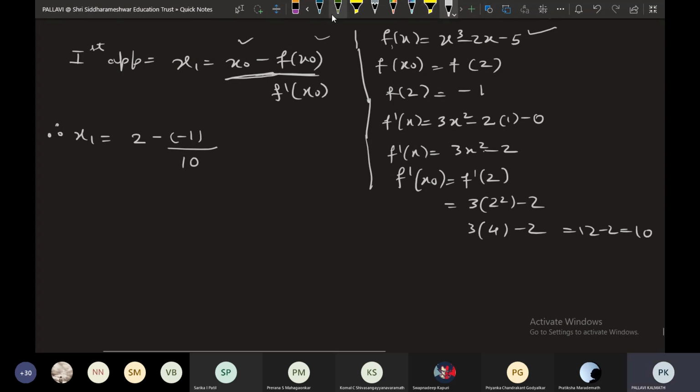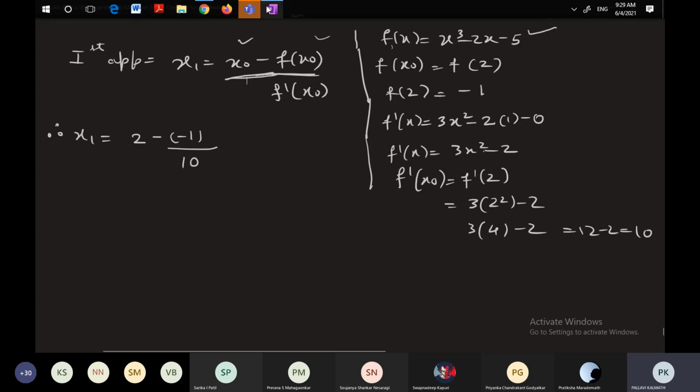Let me erase this until you calculate and answer me. Anybody got 2.1? Minus of minus is plus. 1 by 10 is 0.1. So 2 plus 0.1 is 2.1.